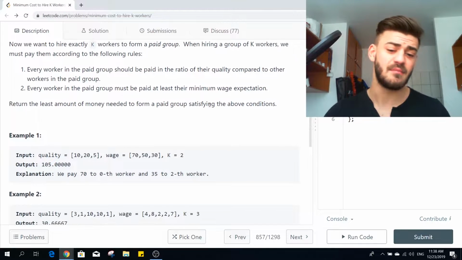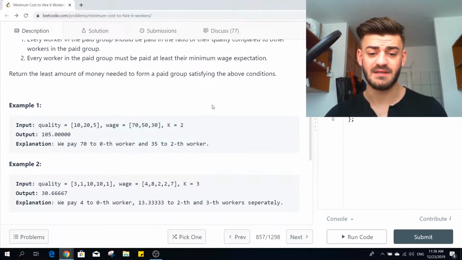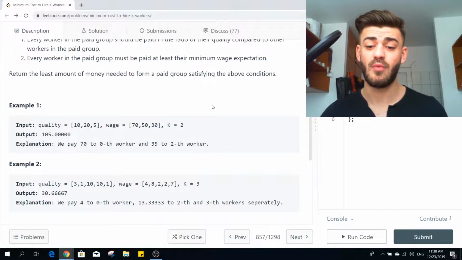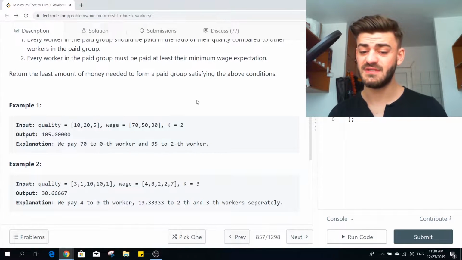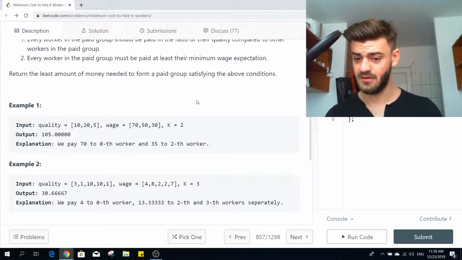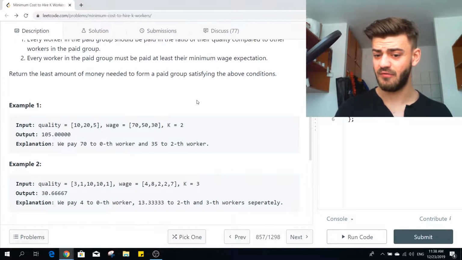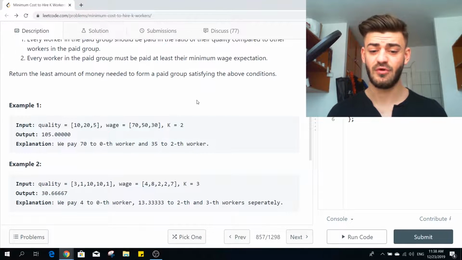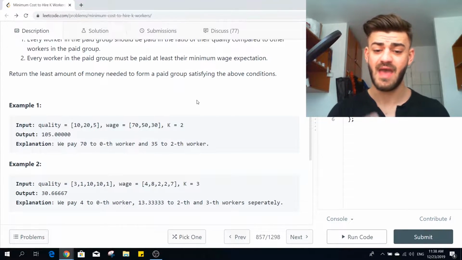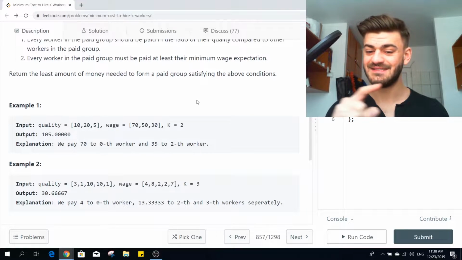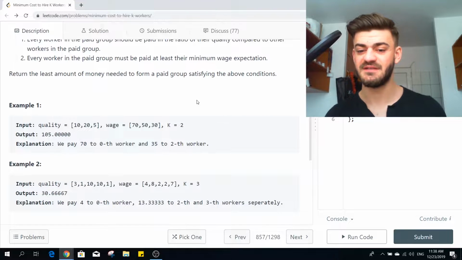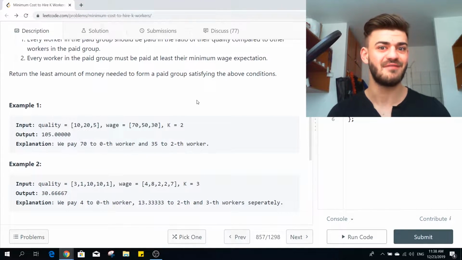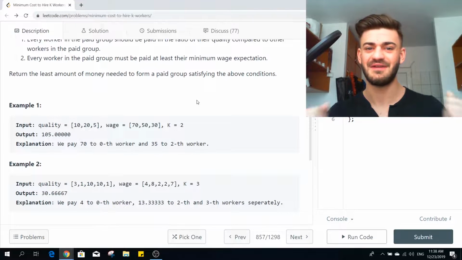Okay, and the first example is, we have 3 workers, their qualities are 10, 20, 5 and their minimum wage is 70, 50, 30, and K equals 2. Now, their answer is 105. And they say, we are choosing the 0th worker and the second worker, right? Pay 70 to the 0th and pay 45 to the second. First of all, 70 plus 45 is 105, and let's check the first condition. 70 divided by the quality of the 0th worker, which is 10, equals 7. 45 divided by the quality of the second worker, which is 5, equals 9. 7 equals 7, which is right.